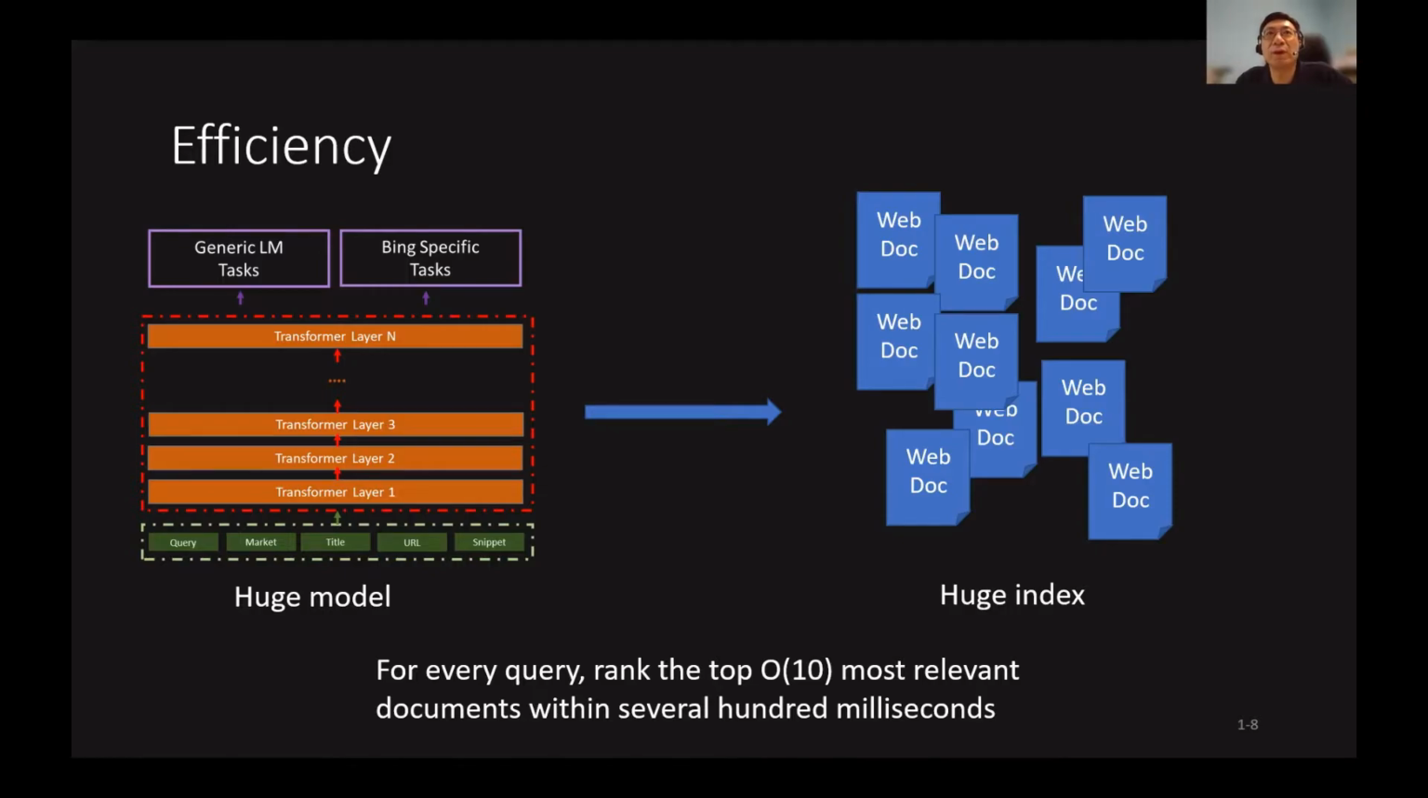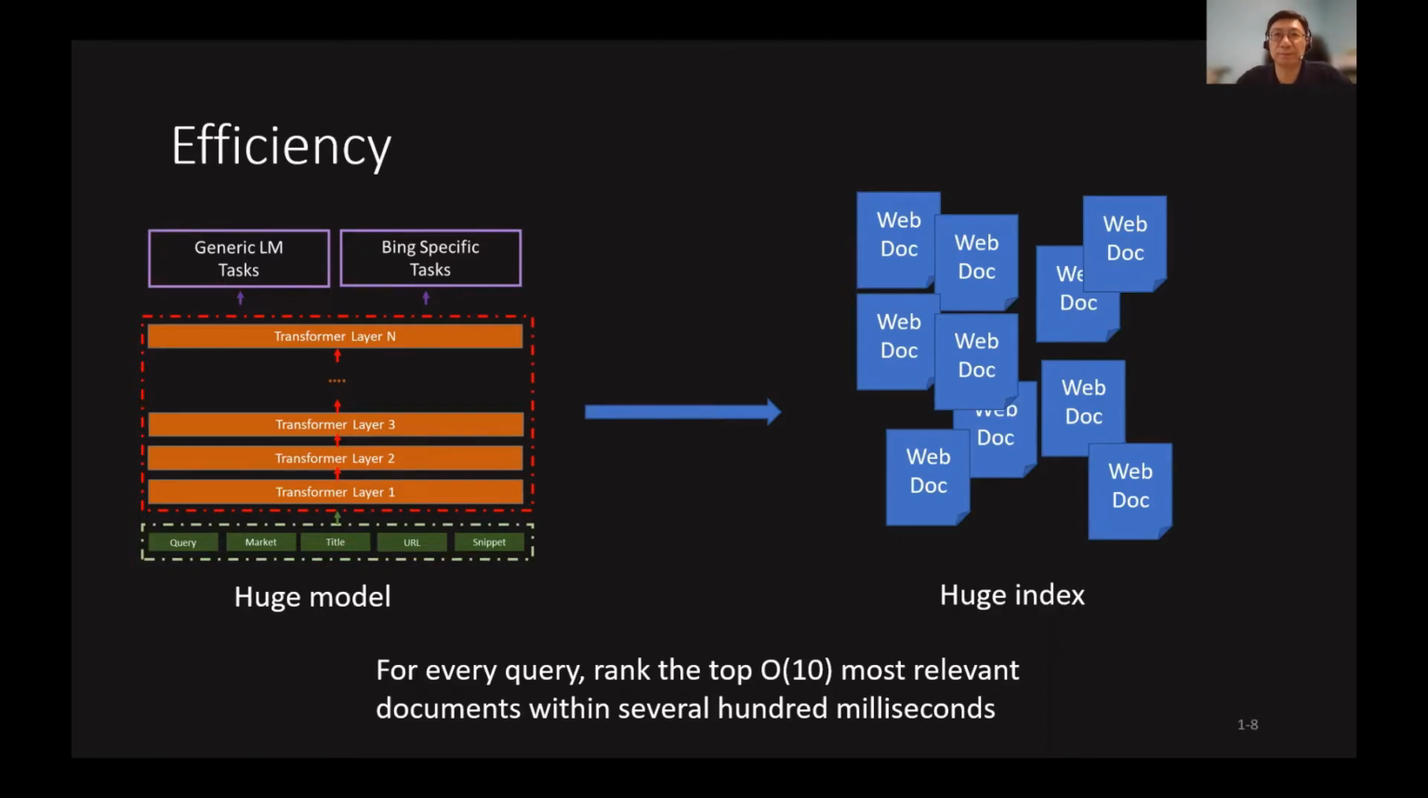Then for each query, we need to rank the top 10 most relevant documents from the huge index by the huge model with a very limited budget, usually only several hundred milliseconds. Therefore, we have to design smart ways to improve the efficiency while still keeping the relevance power of the big model.